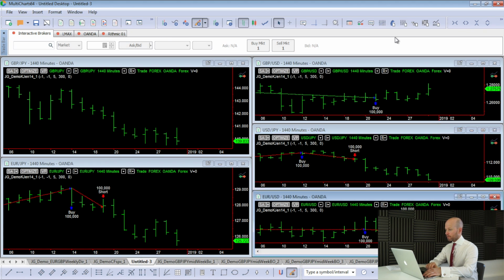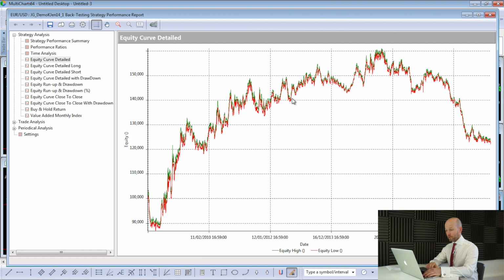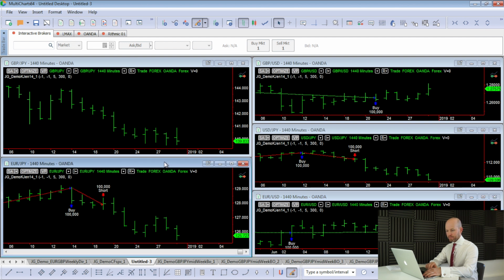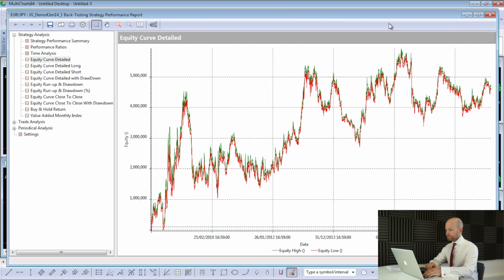This is for euro dollar. Euro dollar's been working quite well up until mid 2015 and then has gone downhill. Possibly might be able to work with something on that market. However, I am expecting this strategy to work better on the yen pairs. Euro yen, let's see how it works on that one. And I mean, it's going up in the right direction with some big drawdowns along the way.